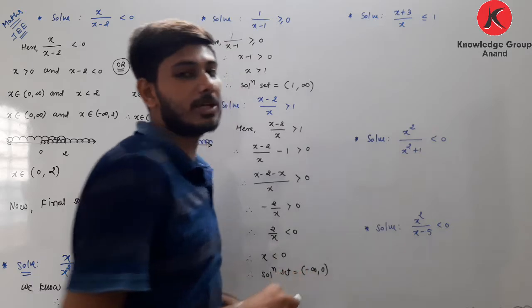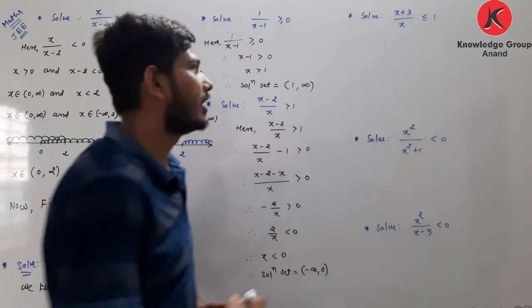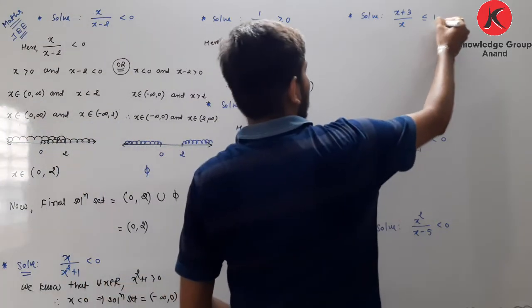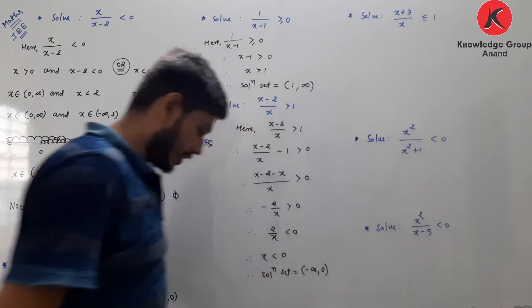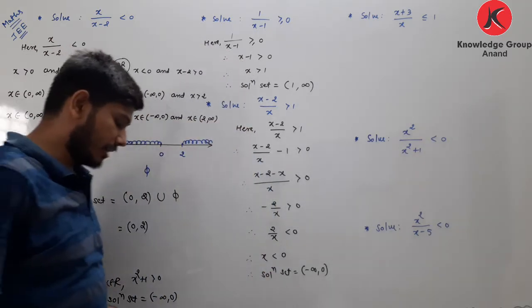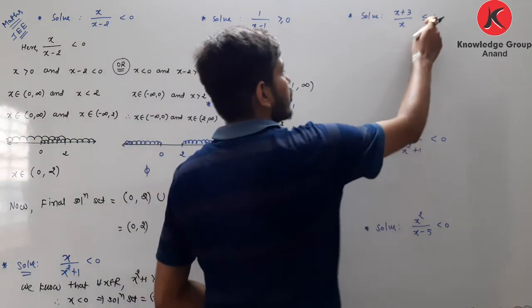આ inequality આપણે directly evaluate નહીં કરી શકીએ. તો first of all શું કરવું પડશે? We have to make the right hand side equals to 0. તો right hand side 0 બનાવવા માટે પહેલા શું કરવું પડશે?